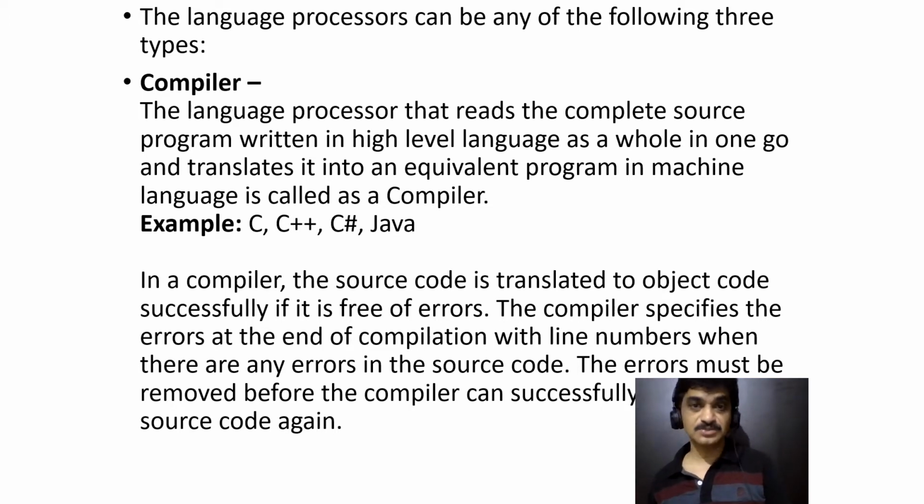So what does it do when the written language is in a paragraph or in bulk? It understands the entire paragraph. It reads everything in one go and completely translates that into machine language. In a compiler, the source code is translated to object code. Object code is nothing but the machine language, which is converted by the compiler using the fed in data.